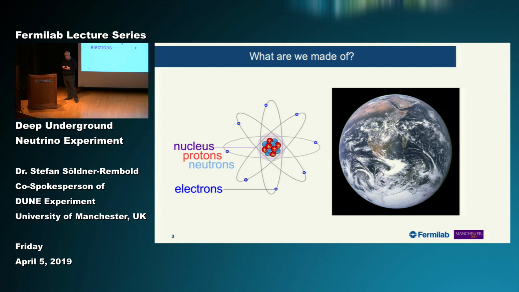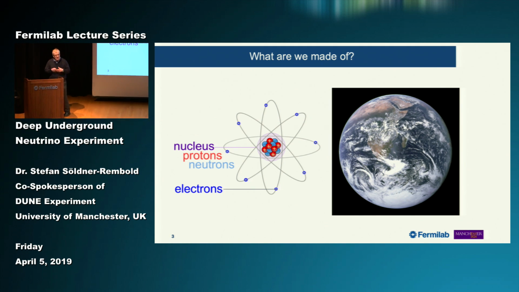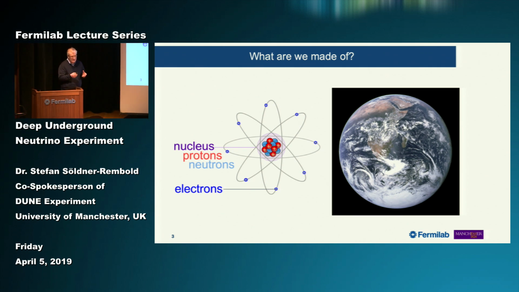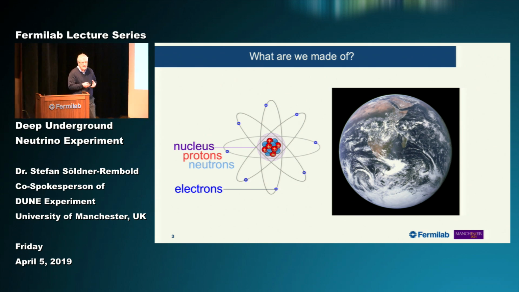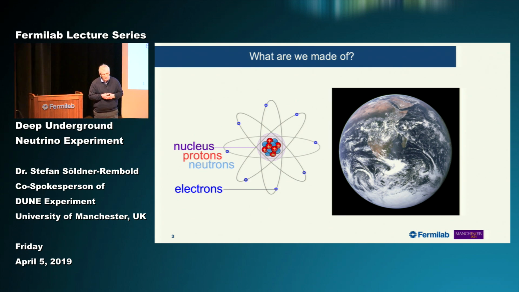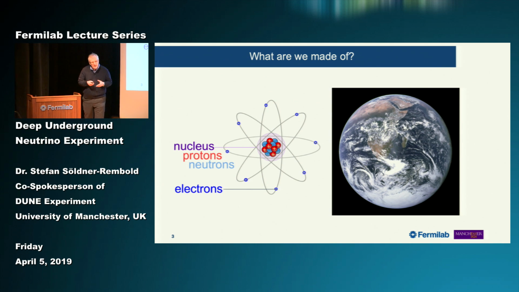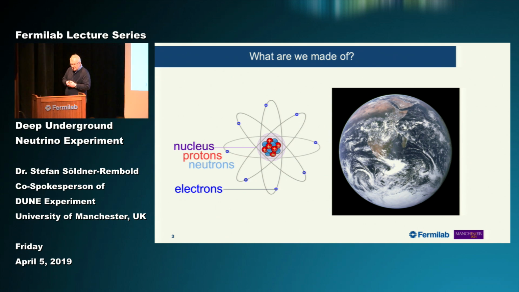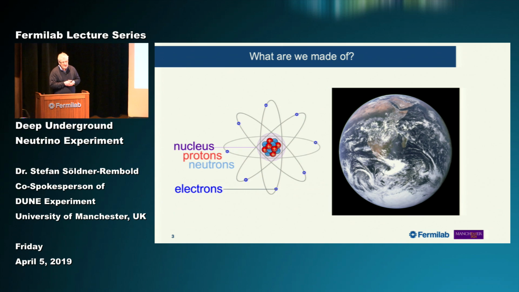And we all know that all the matter surrounding us is made of atoms, and in the center of atoms are nuclei, and the nuclei consist of protons and neutrons, and in orbit around the nucleus are electrons. That is more or less enough to describe the majority of matter surrounding us.